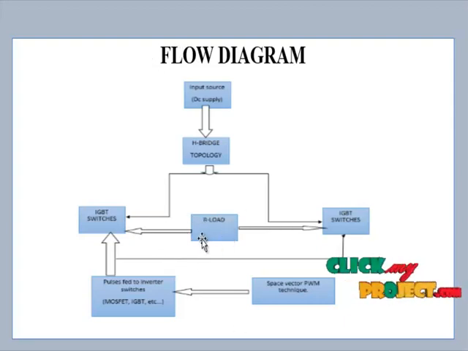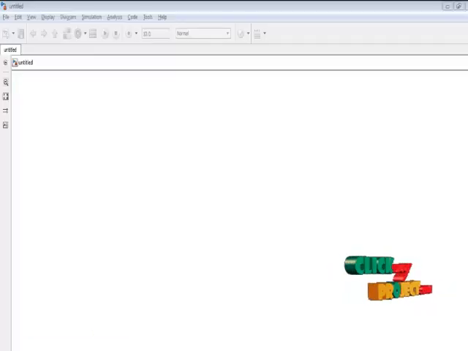Here we use a resistive load. This is our load. The load is connected in between the 2 base legs. Next, we see about the running process of our product.